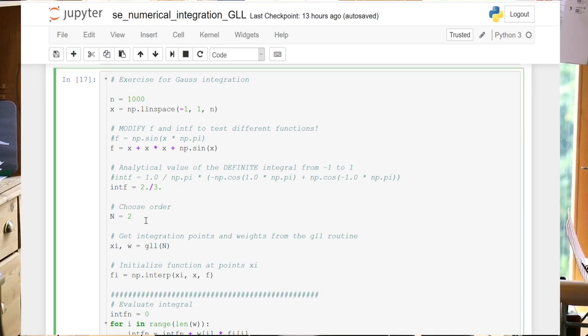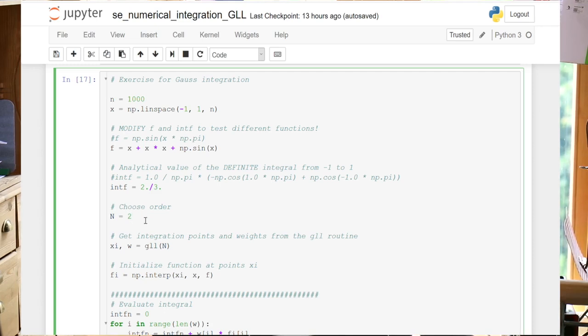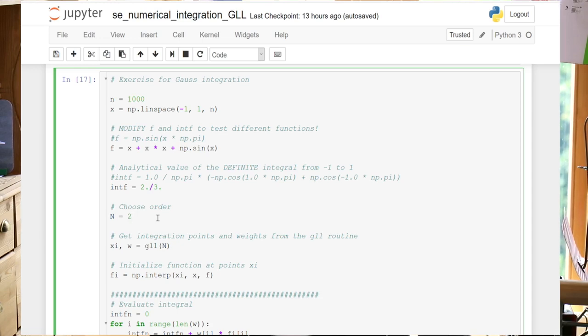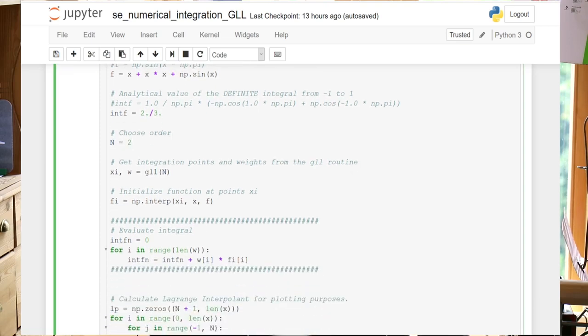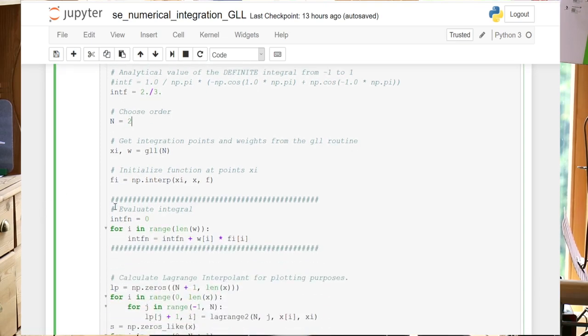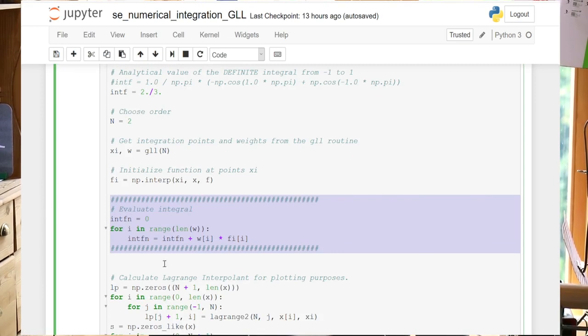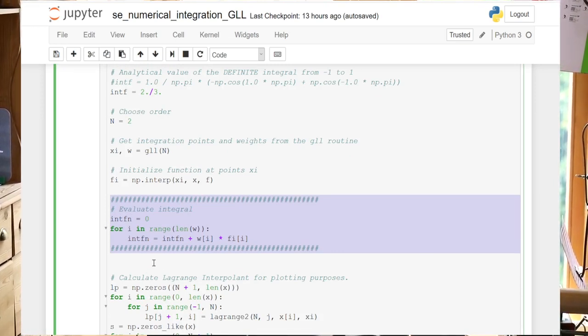Now, we start with an order 2. So we can now, also in terms of understanding what happens here, calculate the function approximation of f using Lagrange interpolation, and compare it with the original function, and then look at the result of the integral. We've already learned how to calculate the interpolated function using Lagrange polynomials, so I'm not going to focus on this.